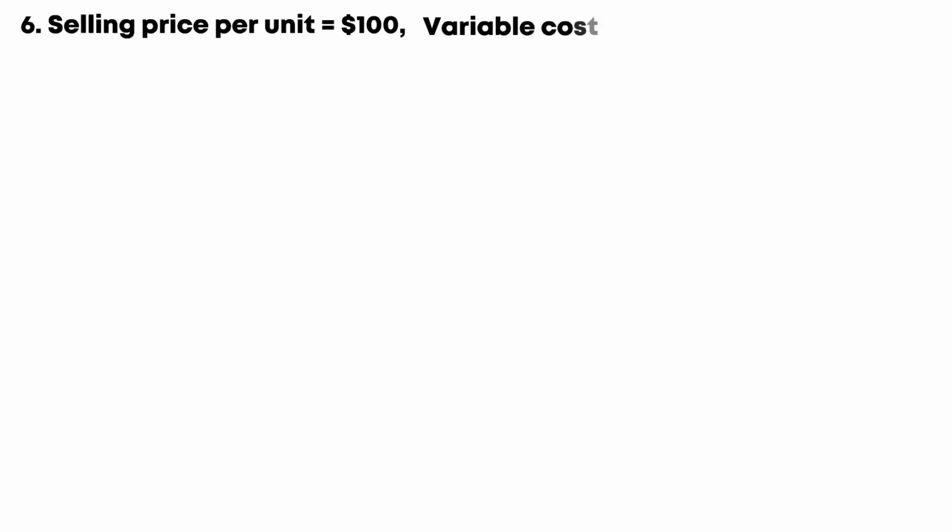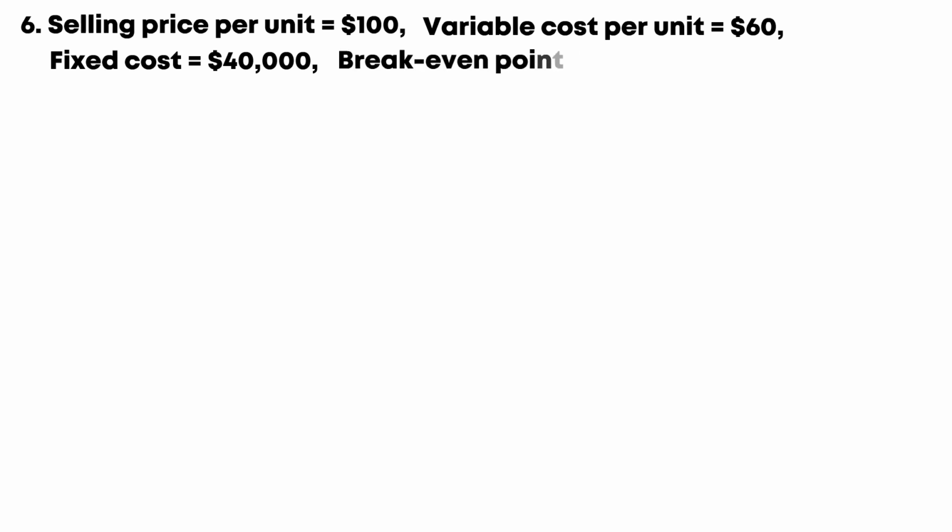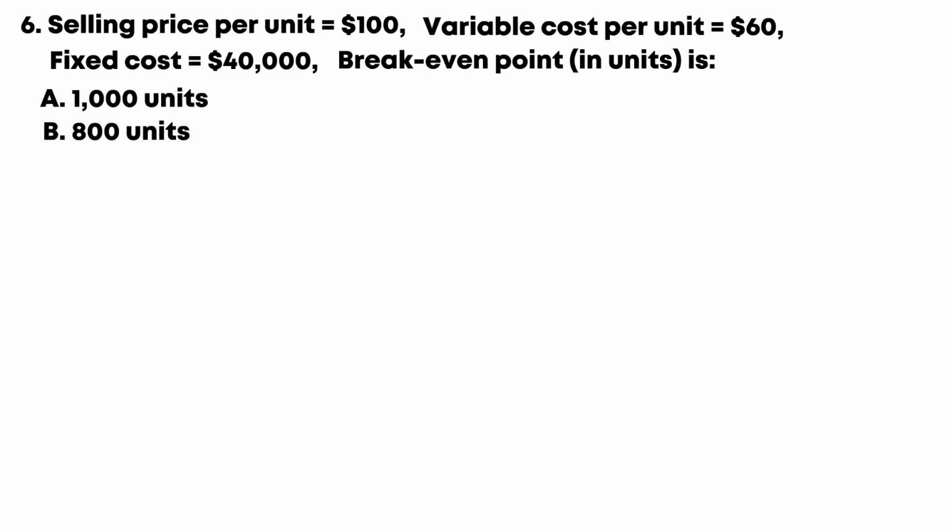Question number 6. Selling price per unit equals $100. Variable cost per unit equals $60. Fixed cost equals $40,000. Break-even point, in units, is A. 1,000 units. B. 800 units. C. 500 units. D. 400 units.